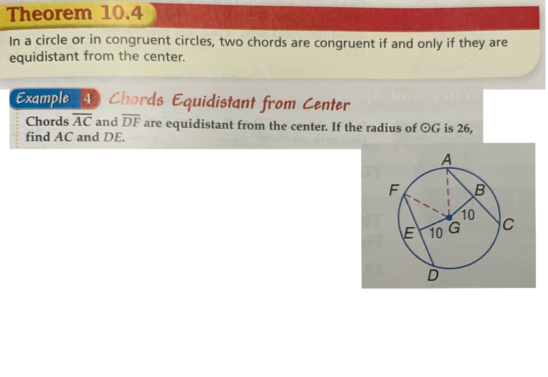So we know that both of these chords are 10 units away from the center of the circle. We know the radius is 26, all right? So how then do we find the length of the chord itself? So then how do I know that this is a perpendicular? They didn't tell me it's perpendicular, did they?